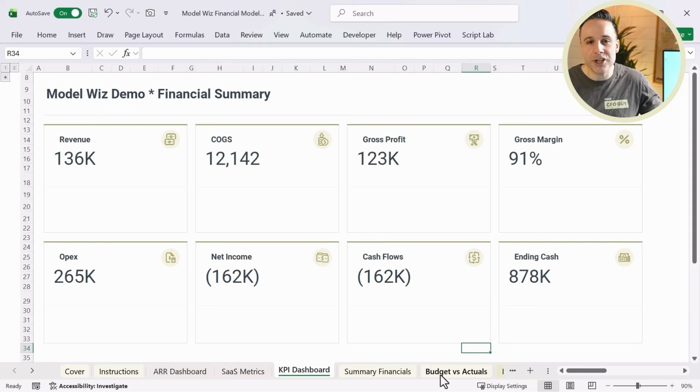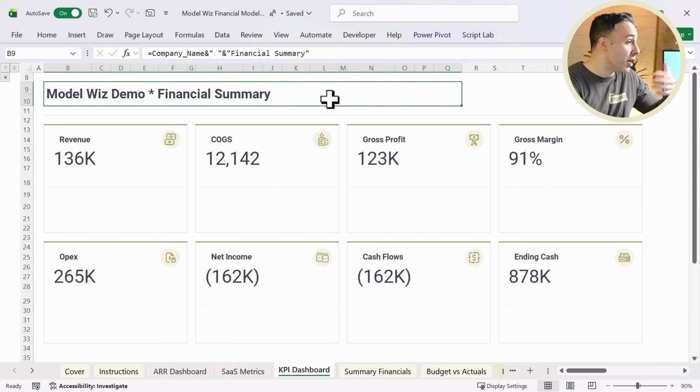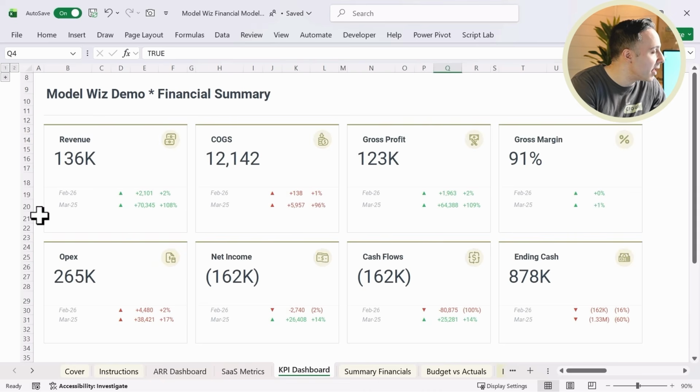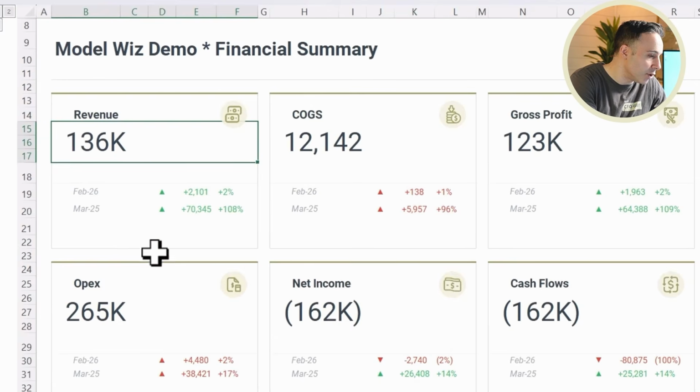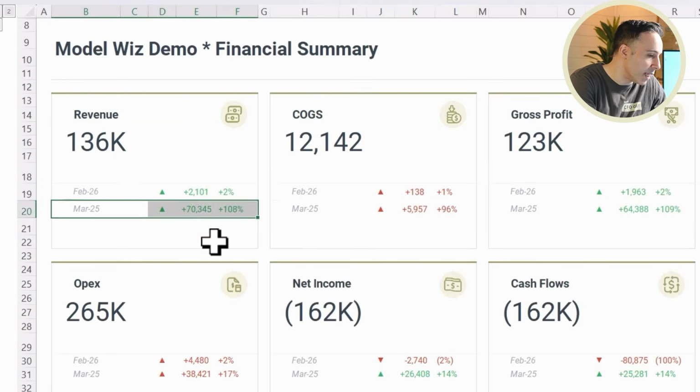But there's another issue with this here. It's missing a vital ingredient. I understand what happened in this period, but I don't really understand how that compares to another period. And the most common periods to compare against is a prior period or a prior year. So now I can understand not only what my revenue was this period, but whether it grew or shrank compared to the prior period, as well as the prior year.